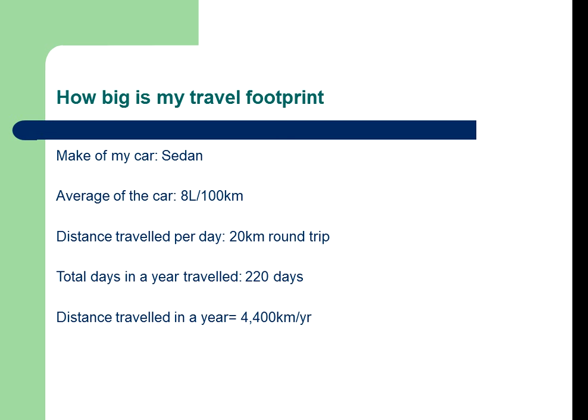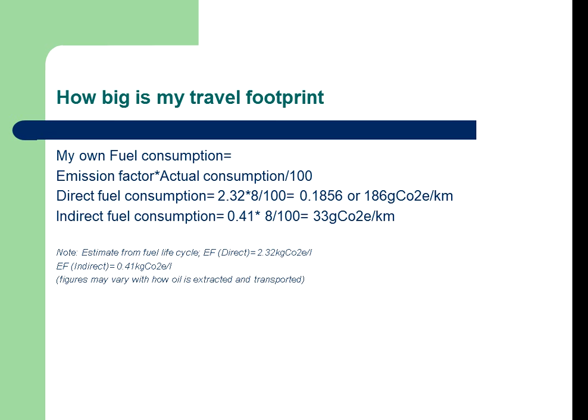So I use my sedan car. Average consumption of the car is 8 liters per 100 kilometers. Distance traveled per day is 20 kilometers round trip. Total days in a year traveled: 220 days. In both the car and the public transport, the distance traveled a year is the same, 4400 kilometers per year.